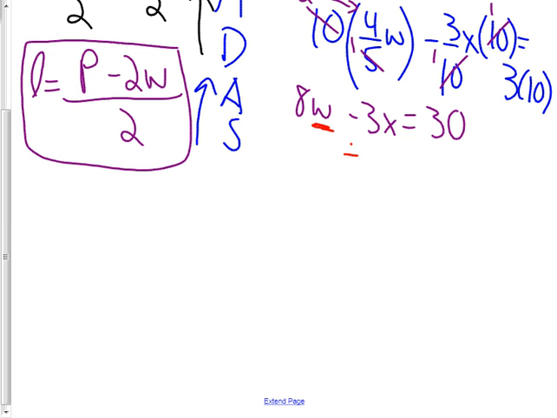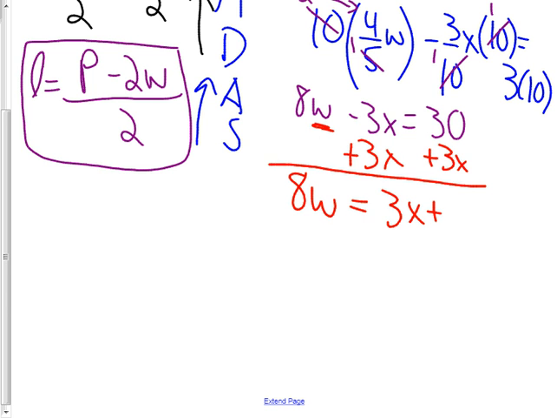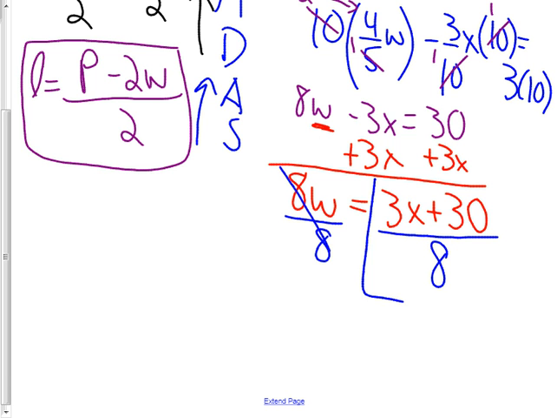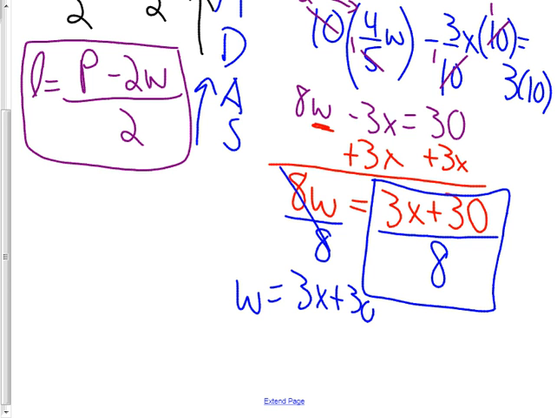So we're going to add 3x to each side to get rid of it here. We're left with 8w equals 3x plus 30. And then lastly, we're going to divide both sides by 8. So everything on the left and the right gets divided by 8, and we're left with 3x plus 30 divided by 8. So w equals 3x plus 30 divided by 8.